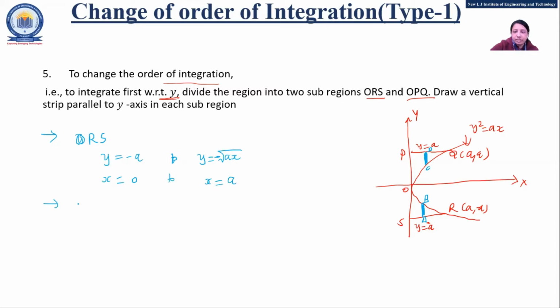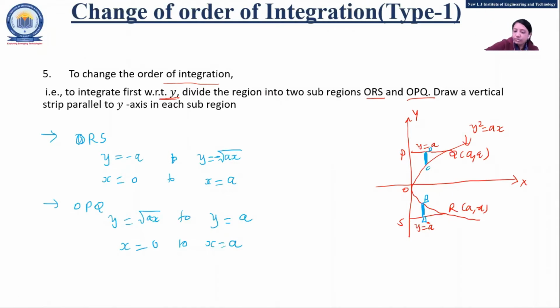Now in the other region, that is which one? OPQ. So in OPQ, our strip will start from which curve? From y square equal to ax. So here the y will start from root ax. See, the reverse of this case. So always remember, for a vertical strip or a horizontal strip, from where it starts and to where it terminates. That is the important point. Y equal to a. Now x is from 0 to a, right? Any doubt in limit? Anyone?